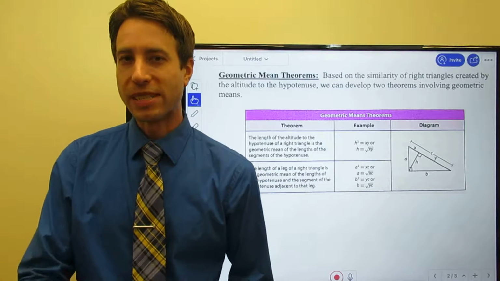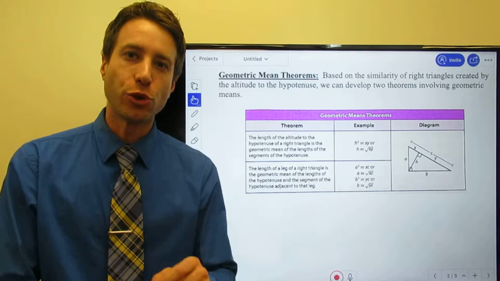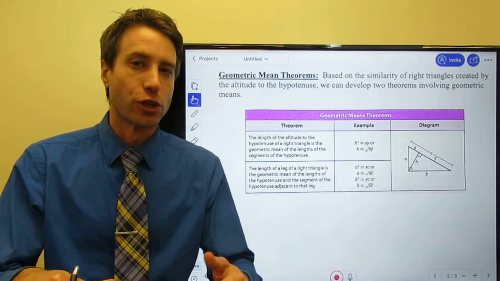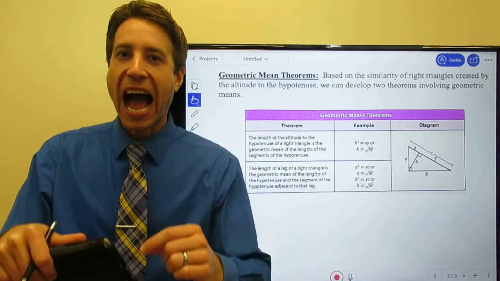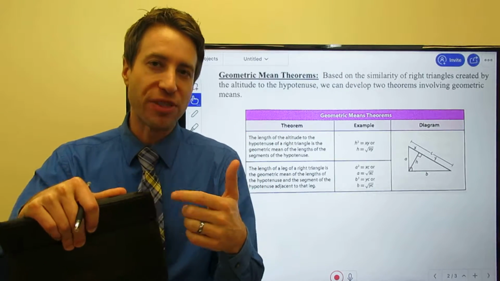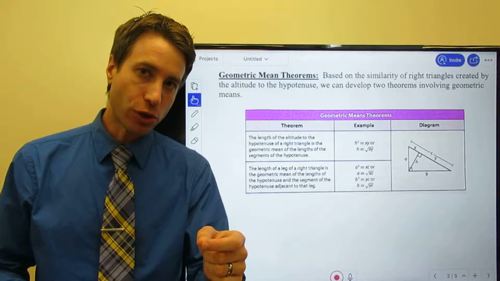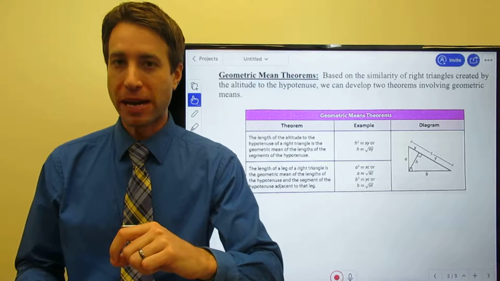Alright guys, welcome to this page of the notes. What we're going to do here is I'm going to take just a few minutes to walk you through how we're going to put together this idea of similar triangles and geometric means.